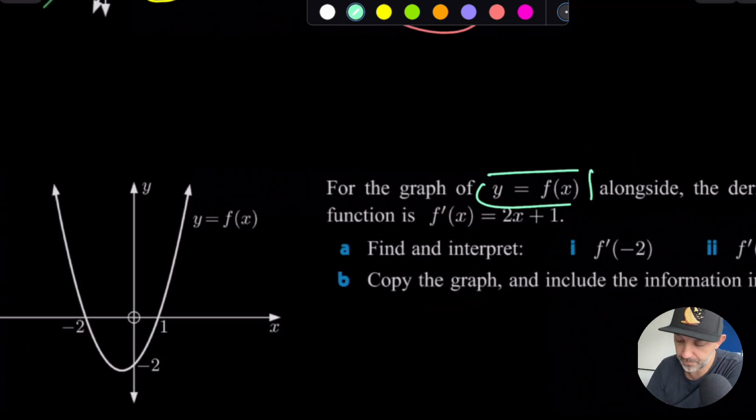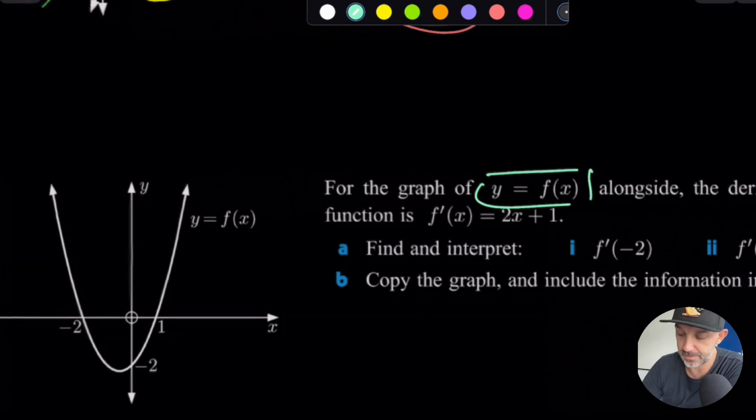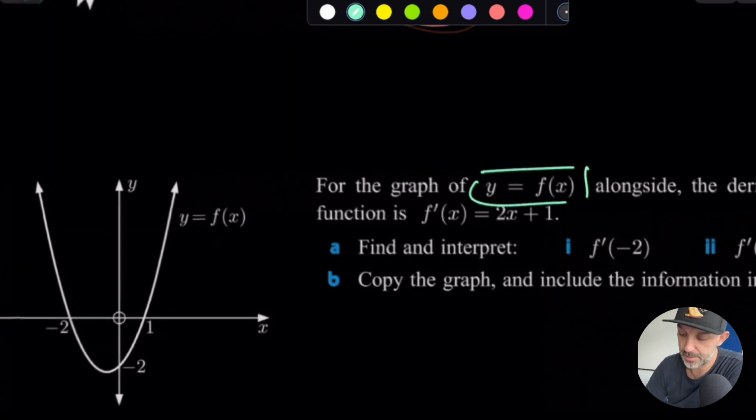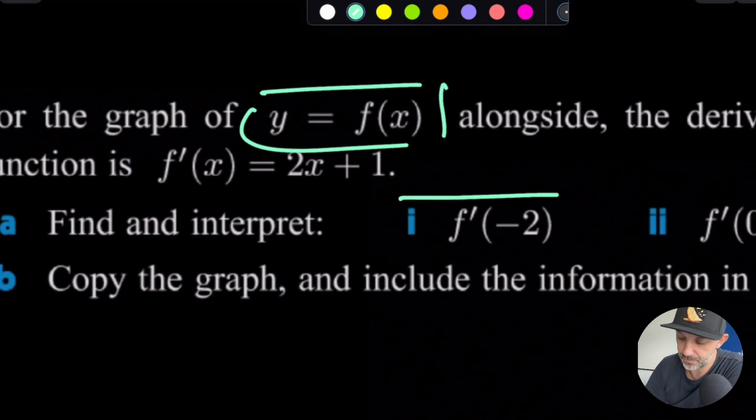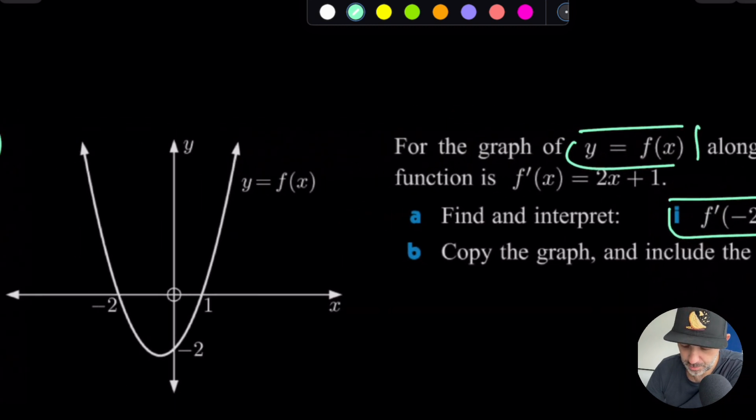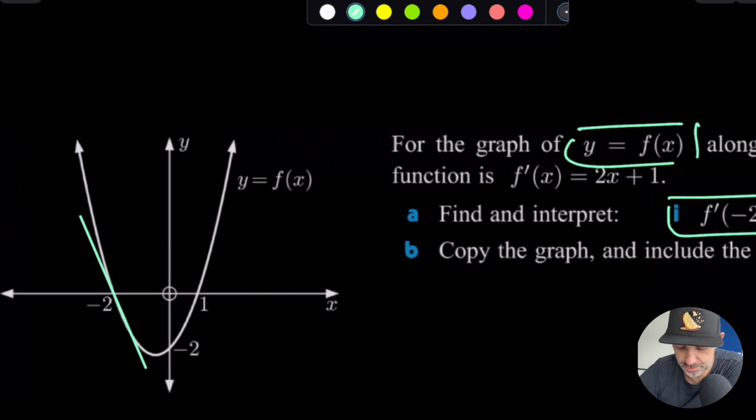So they've given us a gradient function and it says find and interpret this here. So f prime of -2. So as I just said a moment ago, that means find the gradient at -2, or what is the gradient at -2. So we've got a derivative function and it's asking us to find the gradient at -2. So I'm going to go ahead and draw a tangent to the curve here, and it's basically asking us what is the gradient at this point.